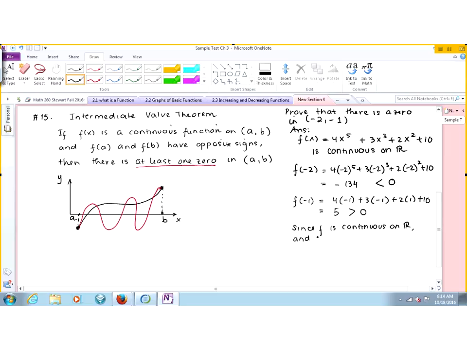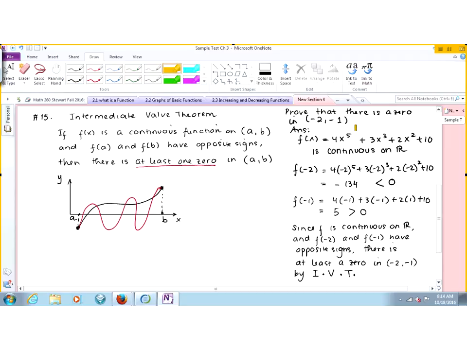So since f is continuous on R and f of -2 and f of -1 have opposite signs, there is at least a 0 in -2, -1 by intermediate value theorem. I usually just write IVT.